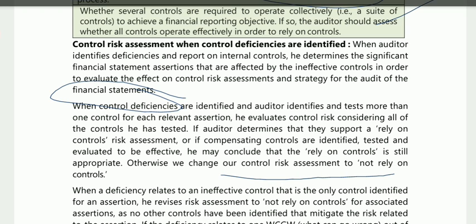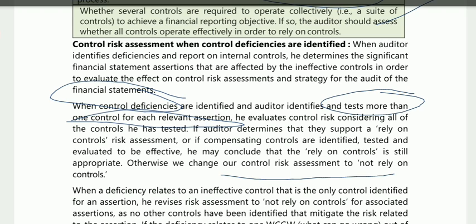And if he gives more than one control test, for more than one control on each assertion, and if the auditor determines that they support or rely on control risk assessment, or if compensating errors are identified, tested, and evaluated to be effective, that means he has done more than one test of the control. See, let me explain this again.